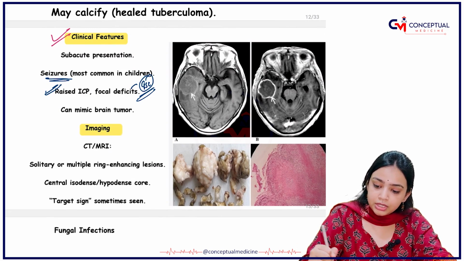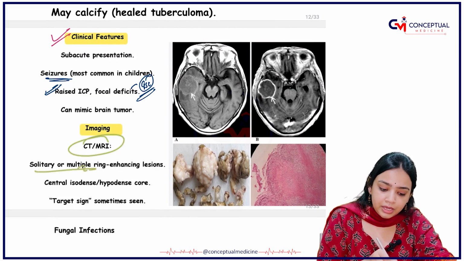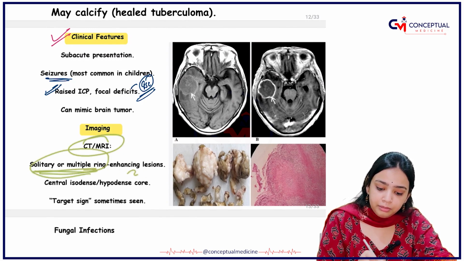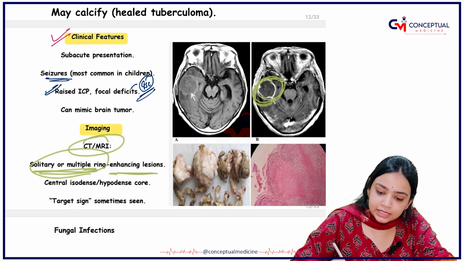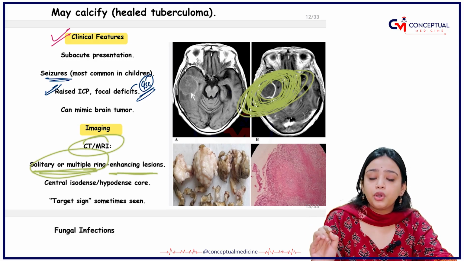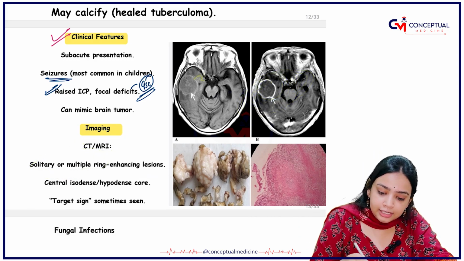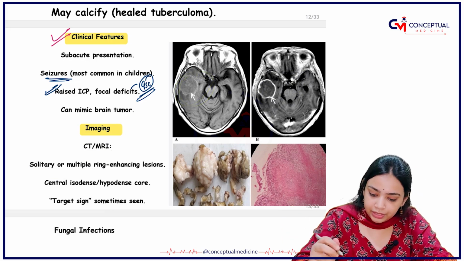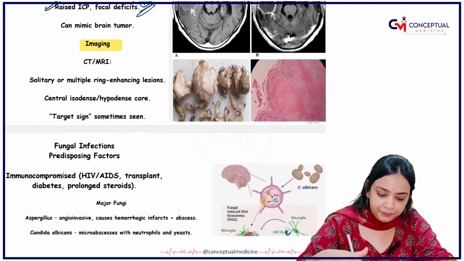First, you will order the CT and the MRI. You will be able to see solitary or multiple ring enhancing lesions. See, these are nothing but your ring enhancing lesions. The ones I am highlighting with the green are nothing but your ring enhancing lesions. See, this one is also your ring enhancing lesion, right?